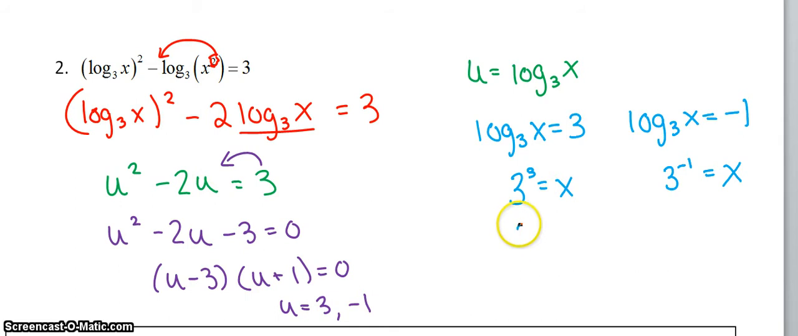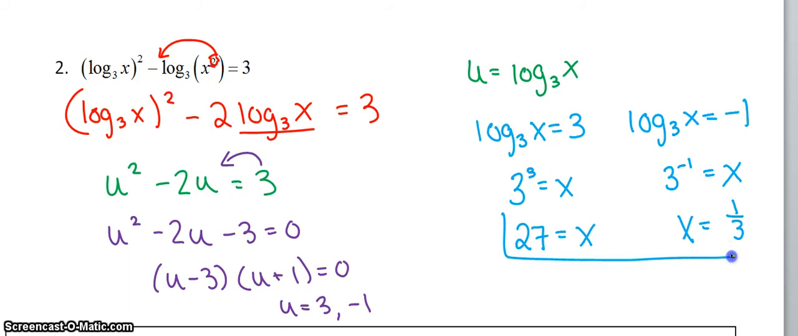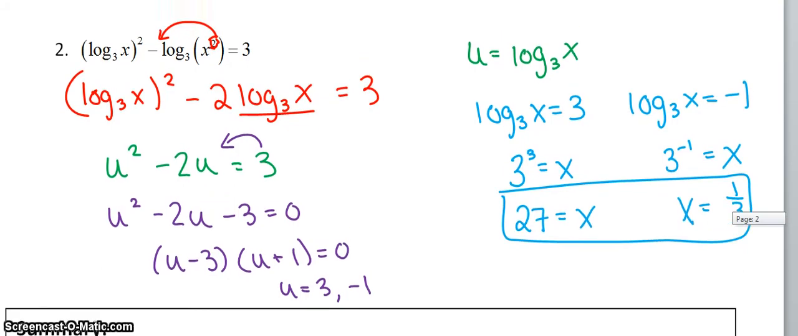So 3 to the third is just 27, so x equals 27. And 3 to the negative first, well, the exponent rule there is that you flip it, quote unquote. That's not precise, but you know what I'm saying. You're going to bring that 3 to the denominator, so it's 1/3. Now if I go back and plug these in, I won't get any negative arguments, so both of them are great solutions. And that is a challenging log problem because you had to use u substitution and factoring.